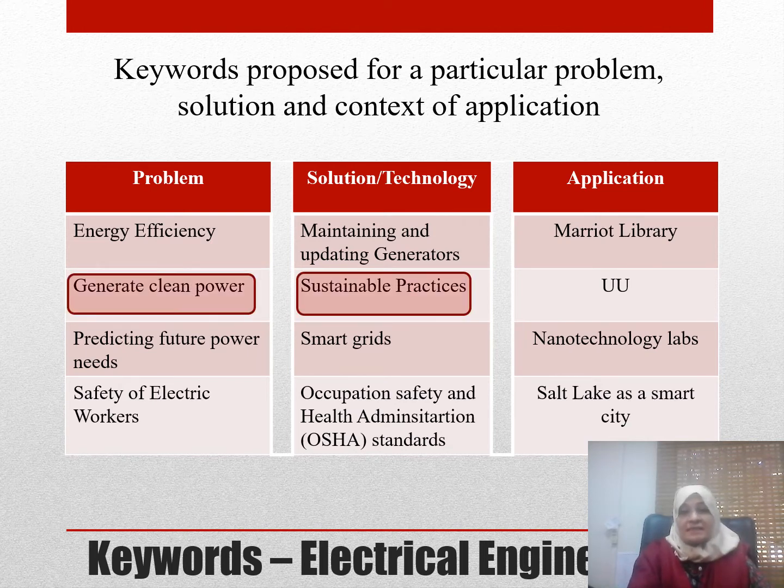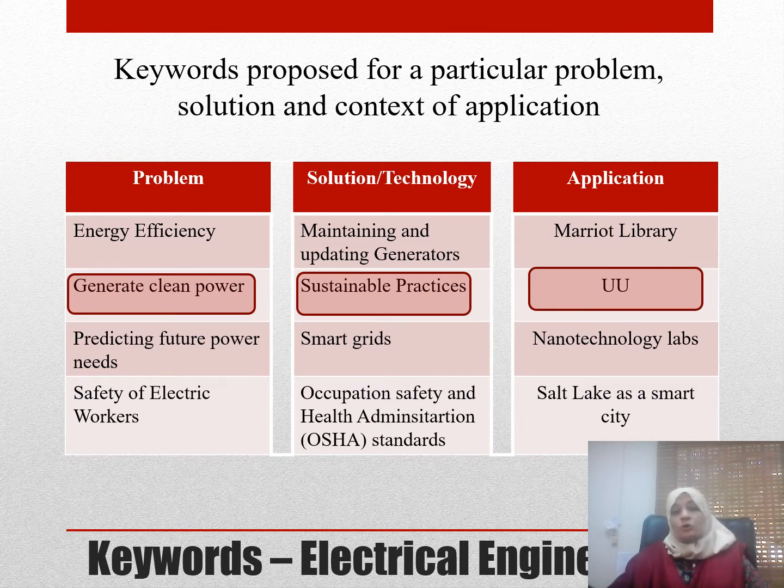So if we just see an example, you can see we have been talking about generating clean power through sustainable practices at University of Utah. And now you can see if you pick and choose these words as your keyword search, gradually you are also polishing down the title of your research proposal, the name of your future invention.